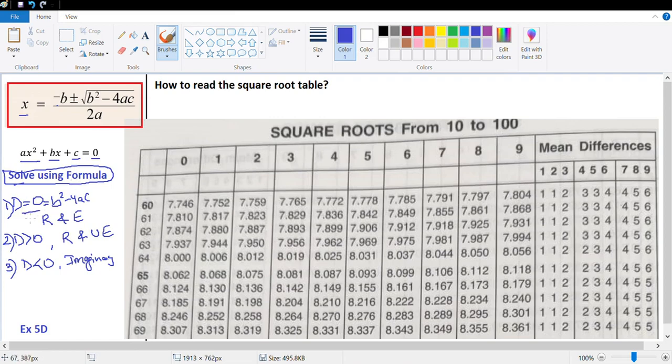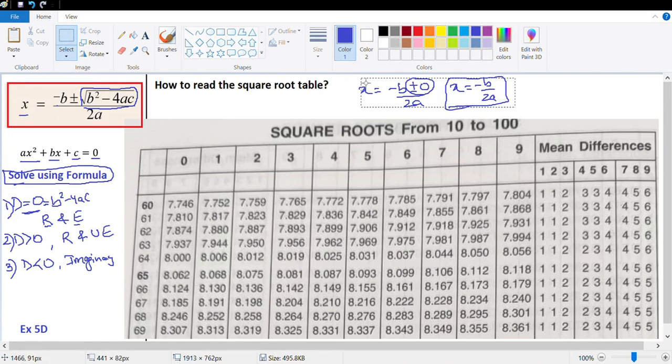If you remember, for d equal to 0 we said roots are real and equal, which means if this part b square minus 4ac is 0, then x will end up being negative b plus minus 0 upon 2a. Whether you add or subtract doesn't matter, which means x will be equal to negative b upon 2a. That's why we get a real value, and both the values are equal.